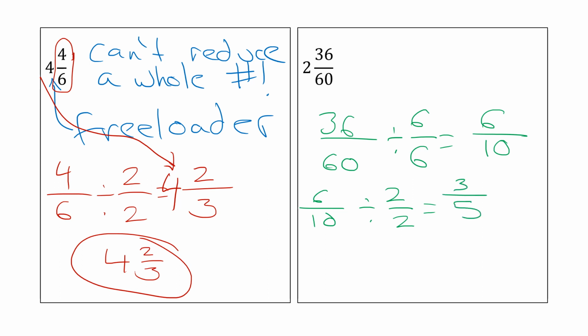And then where's our freeloader? Probably playing video games on the computers at Walmart. We have to drag him along to the end. Don't forget your whole number. So our final answer is 2 and 3/5.